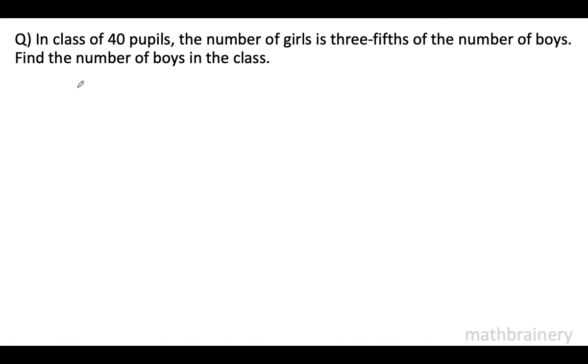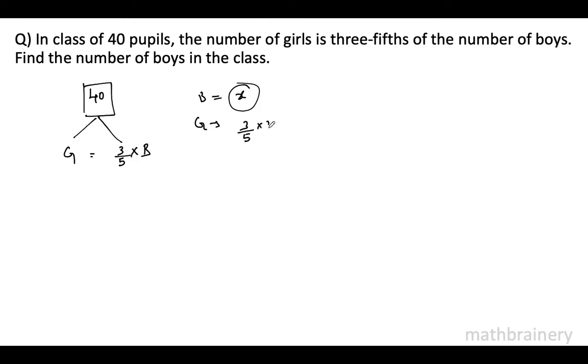So what is given? There are a class of 40 students. In this class, the number of girls is equal to 3/5 times the number of boys. If I assume the number of boys as x, then the number of girls will be 3/5 of this x. That means I can write this as 3x by 5. So the number of boys and number of girls together is equal to 40. That means your x plus 3x by 5 must be equal to 40.